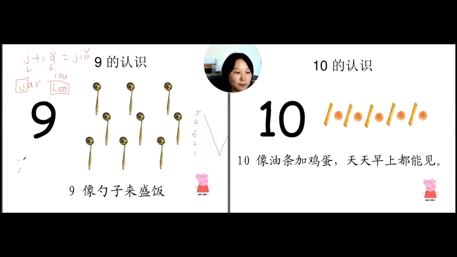Still have the same pronunciation, different Chinese character. 九 still means wine. Just drink wine, we say 喝酒. And the last one is 十.